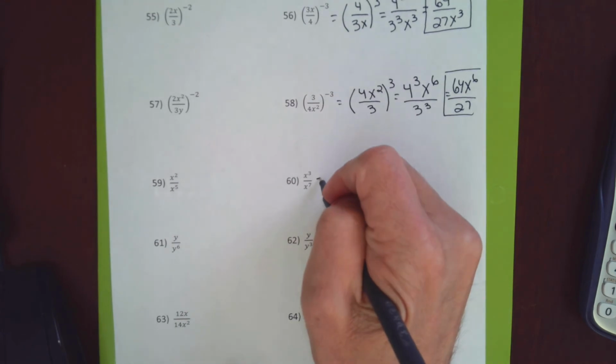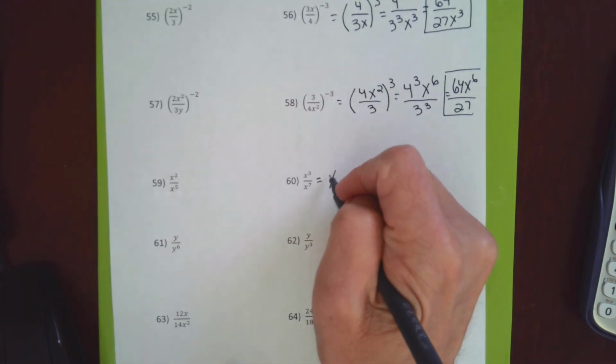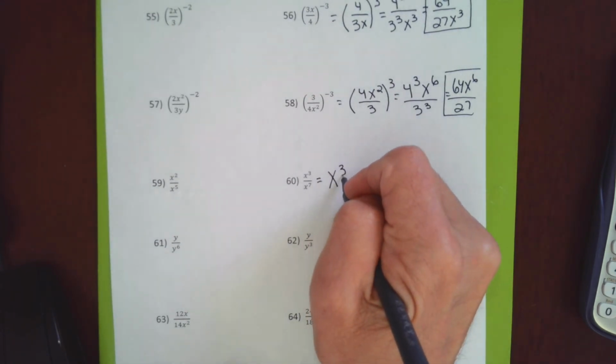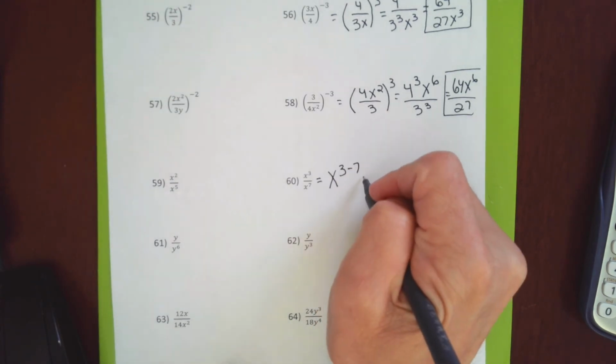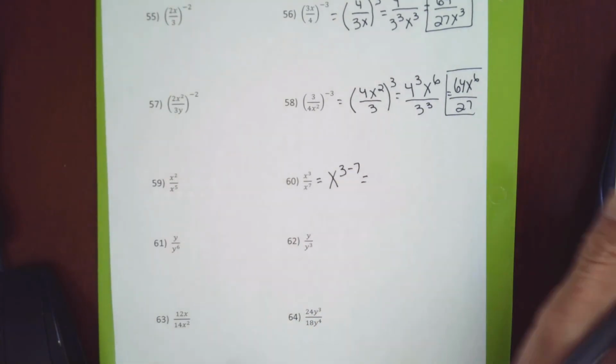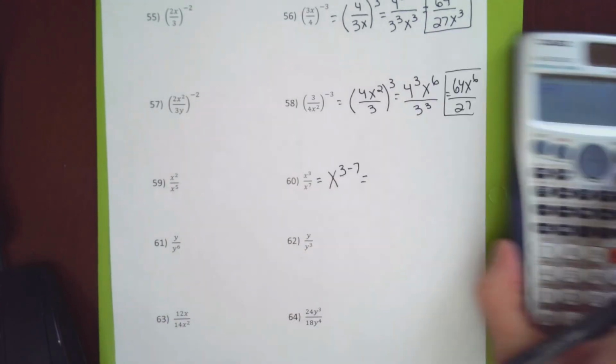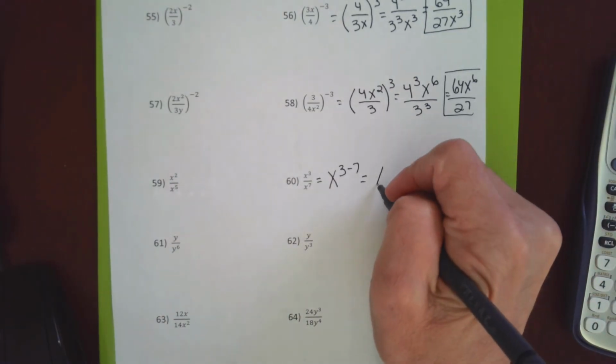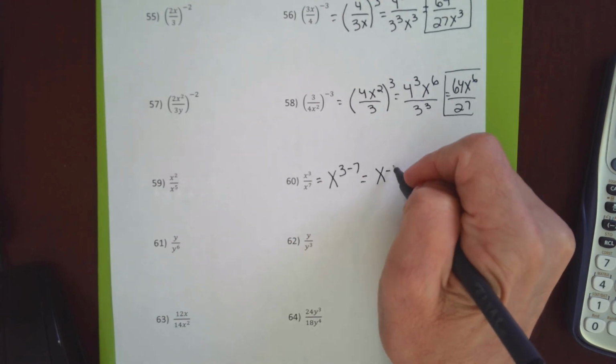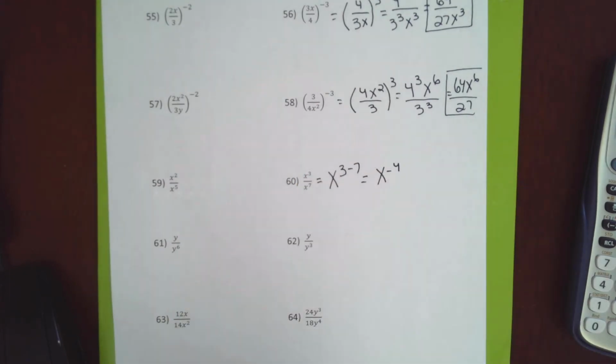60 is a division problem. The bases are the same, so I'm going to subtract the exponents and get x to the 3 minus 7 power. 3 minus 7 is negative 4, so this is going to give me x to the negative 4 power. That's just using the rule that says if you're dividing and the bases are the same, you subtract the exponents.